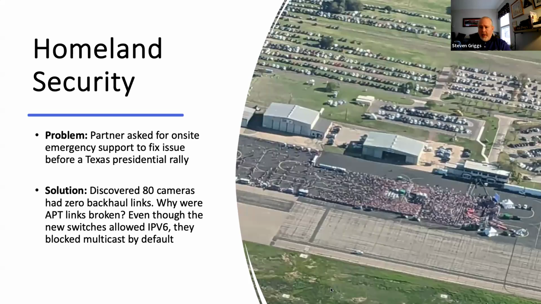My last example here is a Homeland Security situation where we had a presidential rally in Texas, and we'd been on the phone with the partner for probably 2 days trying to do remote support. They had about 80 video cameras that they had absolutely no connectivity to. We could see some of the breadcrumbs just fine from the edge. There are others that weren't reporting.